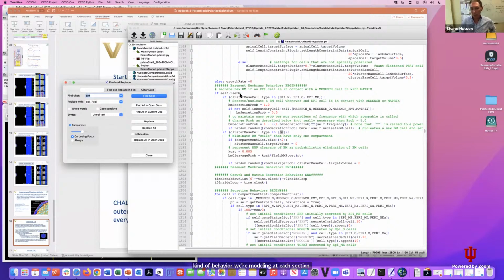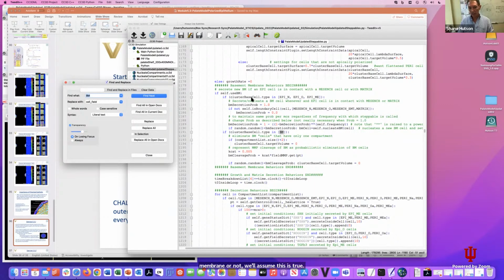What we want to do is secrete new basement membrane if we have an epi cell that's in contact with a mesenchymal cell or matrix. So if we're missing basement membrane in some location, we're going to secrete it there. We have a Boolean where we can use basement membrane or not. We'll assume this is true here. We are using it.